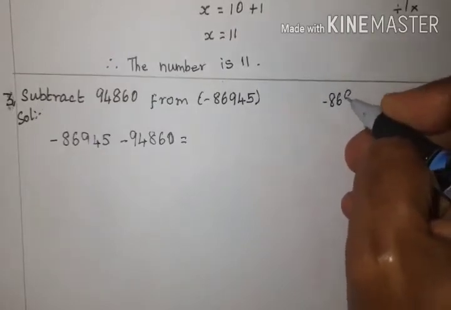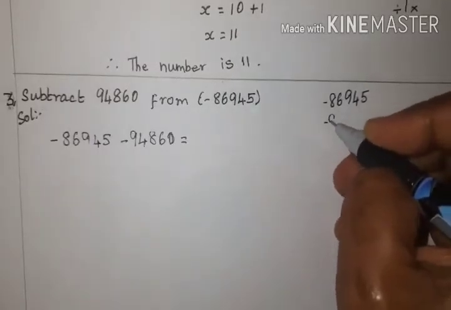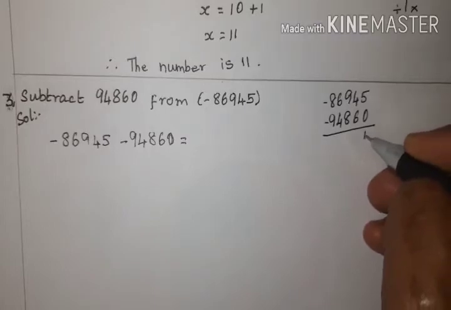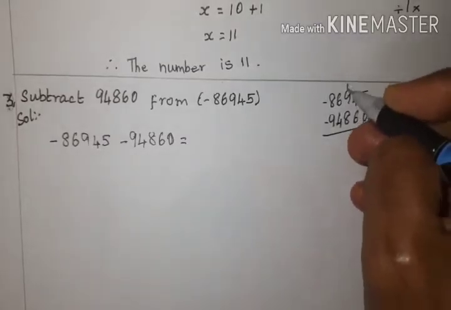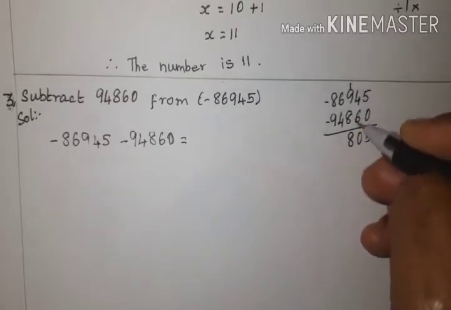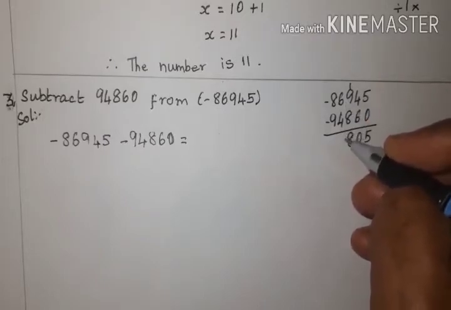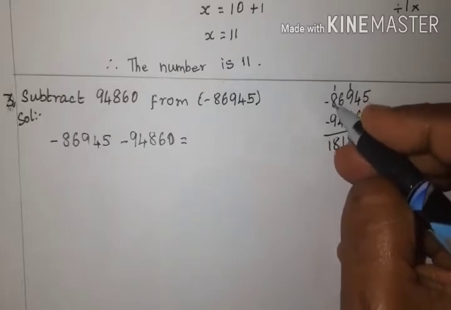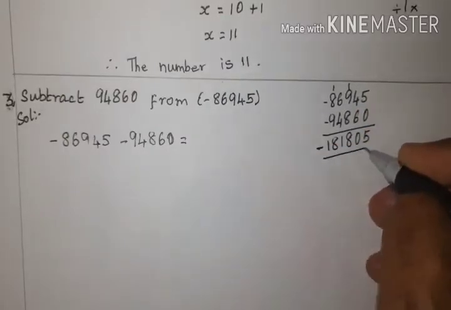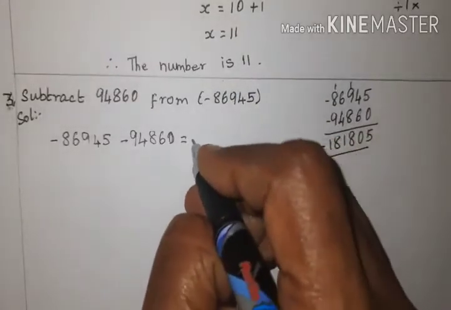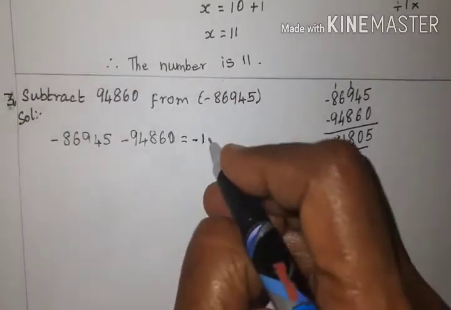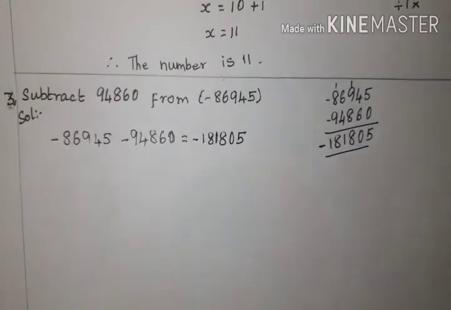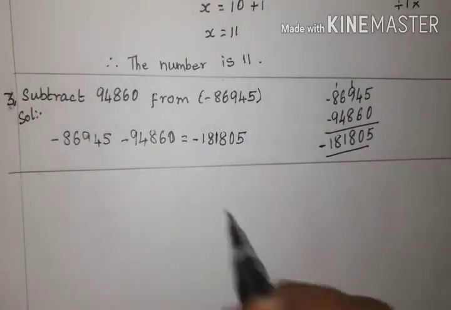Minus 86,945 minus 94,860. Add and write the same sign. 5 plus 0, 5. 4 plus 6, 10, 1 balance. 9 plus 1, 10. 0, 1 balance. 7 plus 4, 11, balance 1. Both numbers have the minus sign, so write the same sign. The answer is minus 181,805. Write the sign correctly.